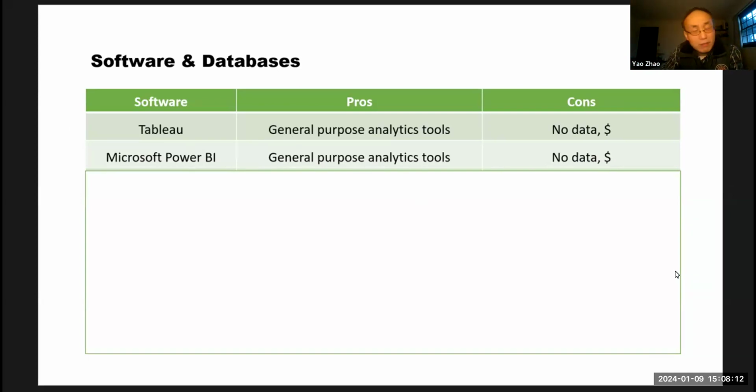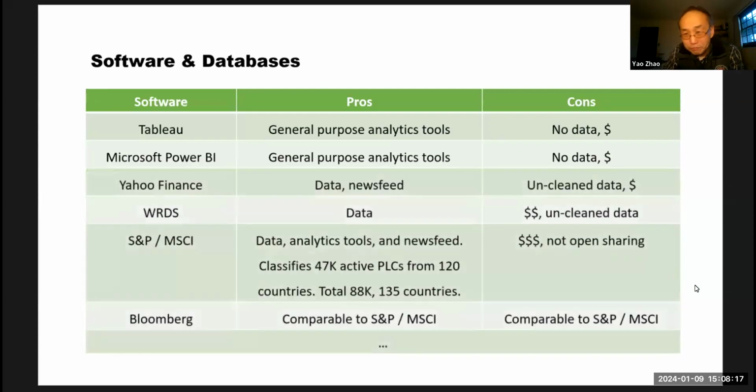Competitive intelligence requires financial data, which may be readily available, such as from Yahoo Finance. But the data is relatively unclean. You still have to clean it. Or Wharton Research Databases, but the data is still unclean. Also, it costs a lot to get that data.